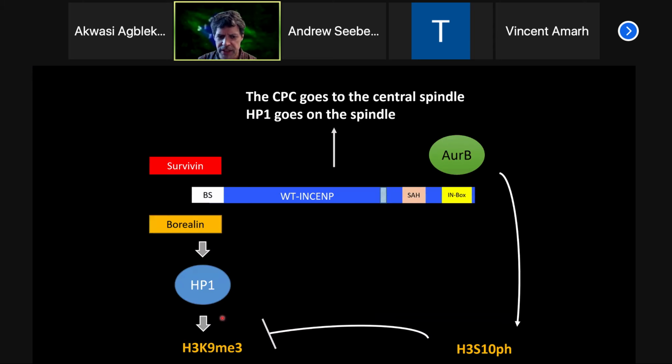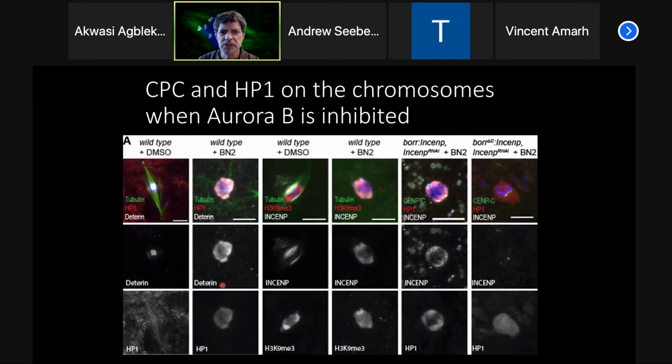But what we're trying to do is test this model and test if Aurora B kinase actually controls whether or not HP1 and the CPC associate with the chromosomes. So we can do that by inhibiting Aurora B. On the far left, we have a wild-type spindle, and here's CPC subunit Deterin on the spindle, and HP1 also on the spindle. If we inhibit Aurora B kinase, and the neat thing about these experiments is the drug is applied after the spindle assembles. So you can think that when the drug is applied, the spindle looks like the picture on the left.